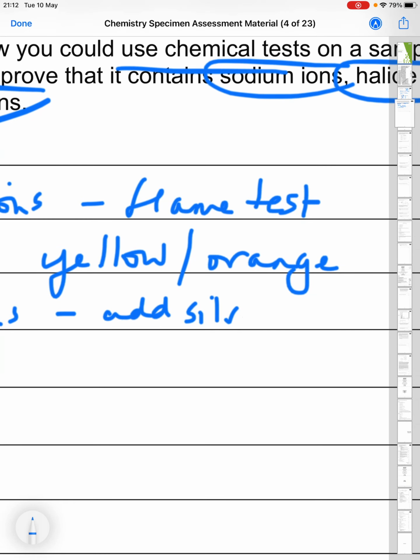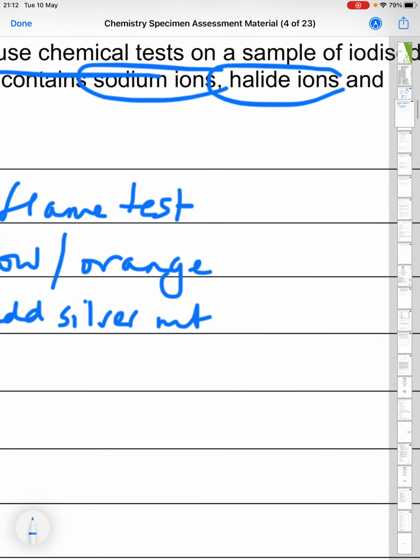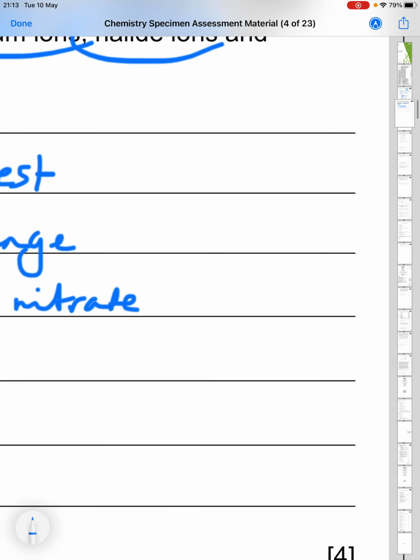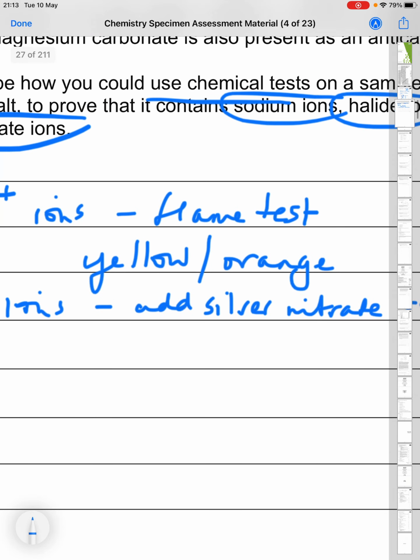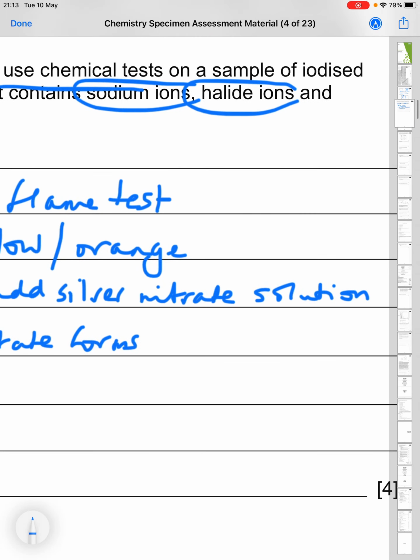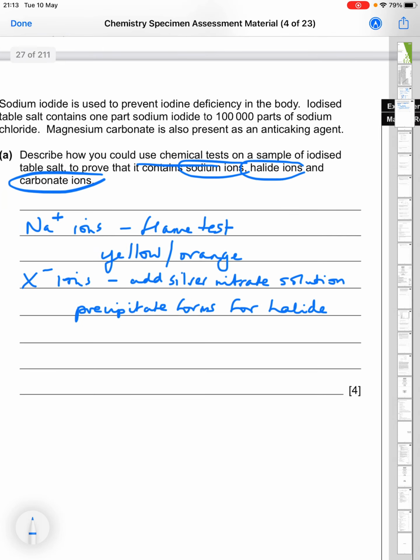That's where you're going to add silver nitrate. And you never just say add silver nitrate, you have to say solution, because the examiners don't like it unless you say solution. And then a precipitate forms for the halide.